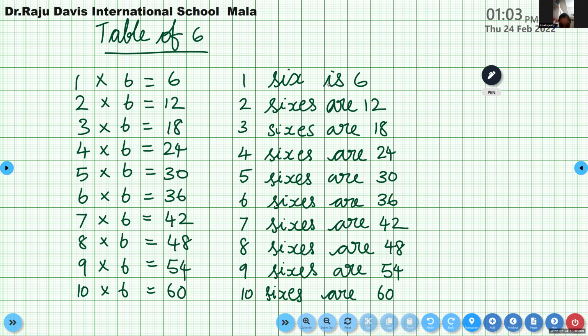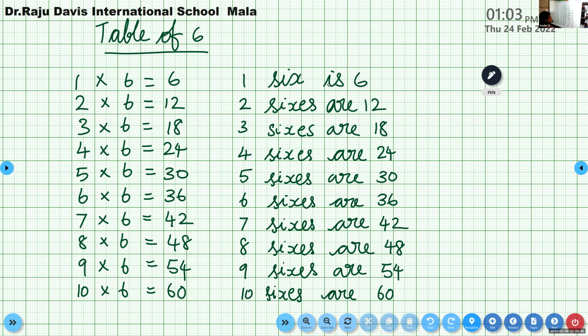2 into 6, 12. 3 into 6, 18. 4 into 6, 24. 5 into 6, 30. 6 into 6, 36. 7 into 6, 42. 8 into 6, 48. 9 into 6, 54. 10 into 6, 60. Okay, Ritik. Ma'am, my 7th table is completed.